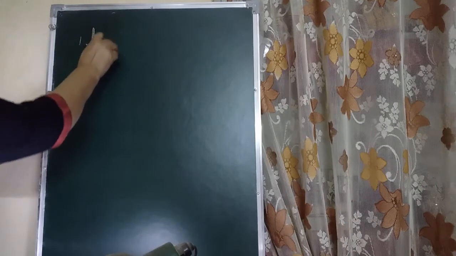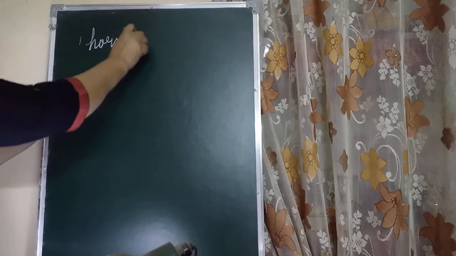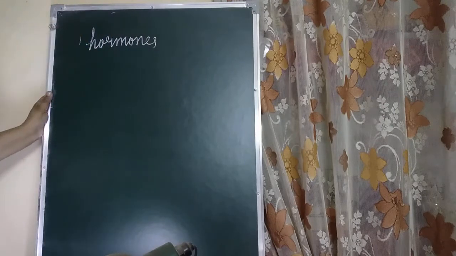Now come to the next question: name any 5 hormones with their functions and the gland that secretes them. Okay. Name any 5 hormones, and you have to tell their functions and the glands that secrete them. Okay, so let us do it.